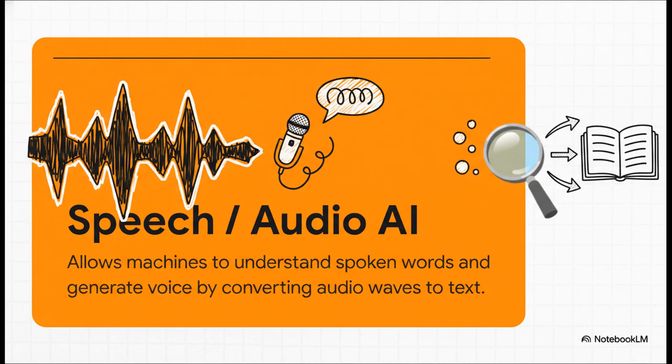So, we have text, we have pixels, and the third domain here is speech and audio AI. This is the field that handles sound waves. It's what allows a machine to listen to your voice and turn it into a command. Or, on the flip side, to generate a totally realistic-sounding voice for something like an audiobook.